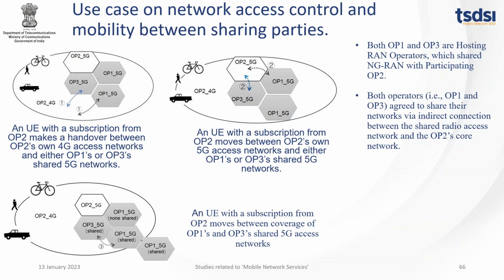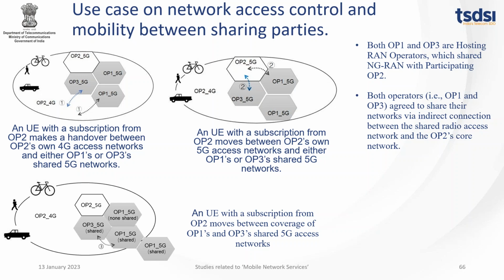Okay, in this particular case, it is about network access control and mobility between sharing parties. If you see the left side top figure, the UE of operator 2, where operator 2 is a participating operator. That means it is going to utilize the base station which has been shared by operator 1 and operator 3. So operator 1 and operator 3 are the hosting operators, and operator 2 is the participating operator. So the UE which has been registered with the participating operator, when it moves from operator 2's 4G coverage area to either operator 3's 5G coverage or operator 1's 5G coverage, the handover should be possible. That support should be enabled, and vice versa.